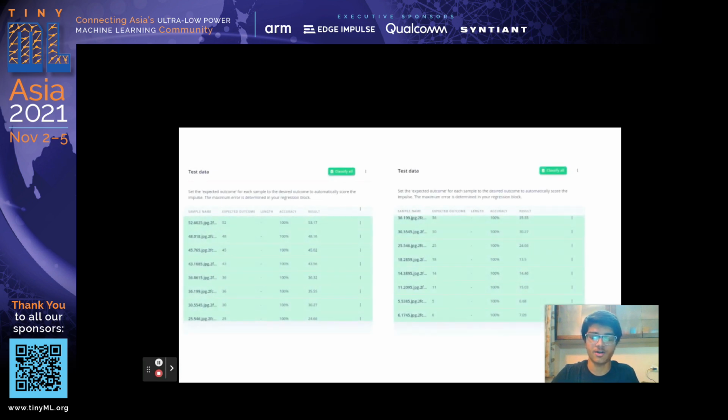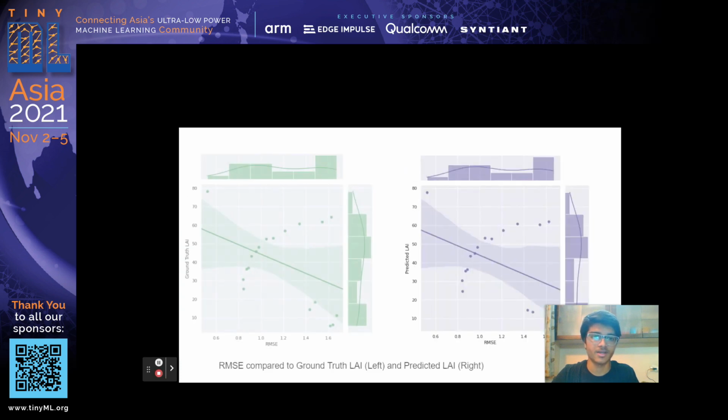The test dataset observed 100% accuracy over all images uploaded in the EdgeImpulse Studio. The RMSE was compared to the ground truth LAI and predicted LAI. An exponential increase was observed in both the plots.